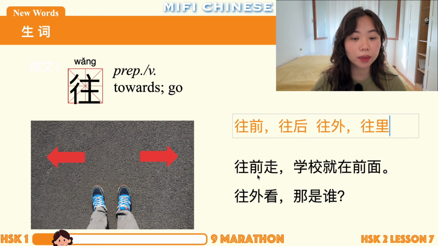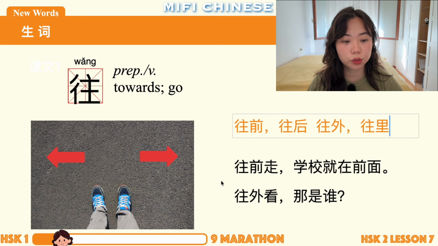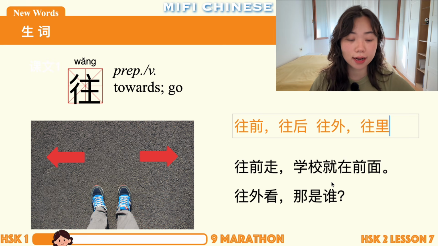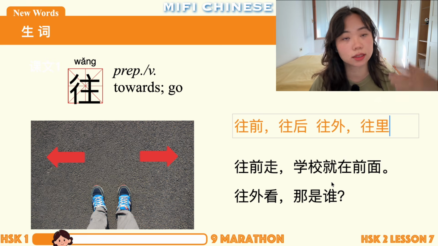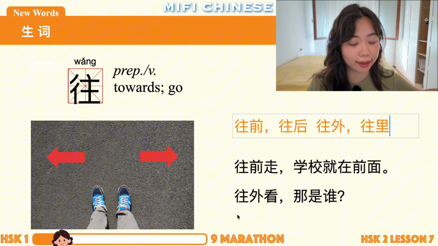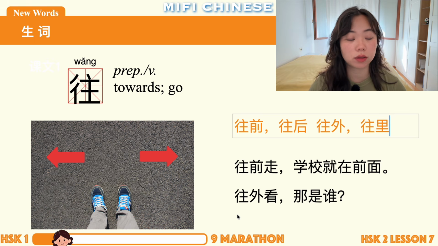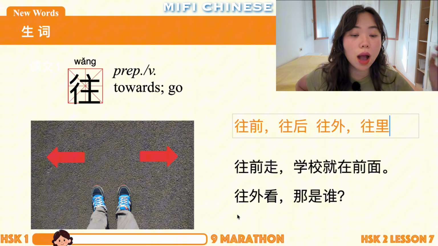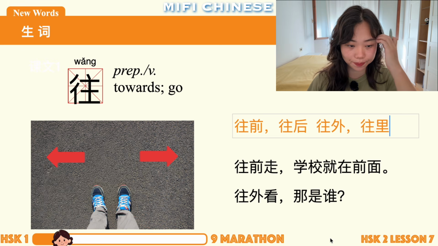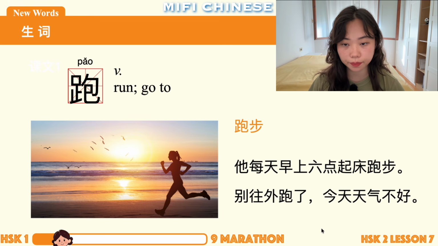All right, for example, 往前走，学校就在前面。往前走, go towards the front or go straight. The school is just at the front. And then 往外看, look outside. Maybe look outside the window, the door. 往外看, look outside. 那是谁? Who's that?